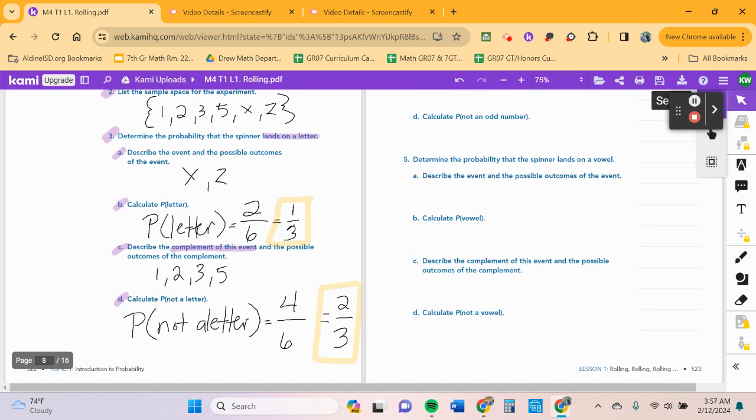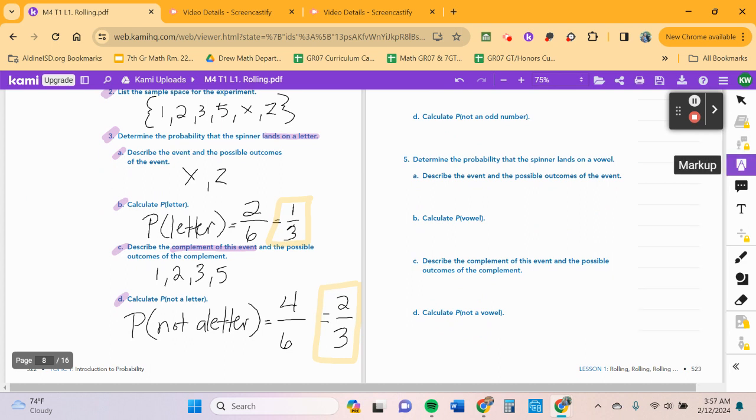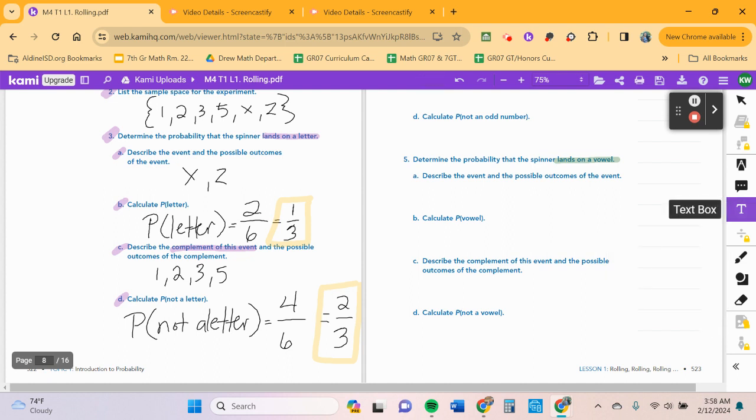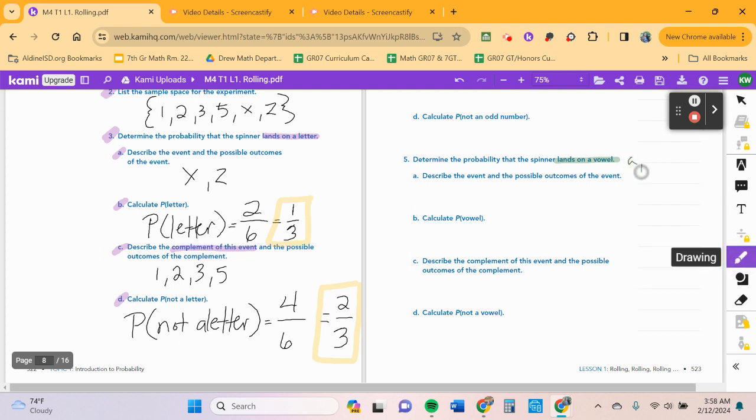Then, number 5, you're determining the probability of your spinner landing on a vowel. And then, of course, the complement, not a vowel. Now, if you need a reminder of what a vowel is, I will do that for you. A vowel is, that is not correct. There we go. Is A, E, I, O, U, and sometimes Y, but we'll leave it out for now. So A, E, I, O, U. Sorry if those letters look really bad, but you get the idea.